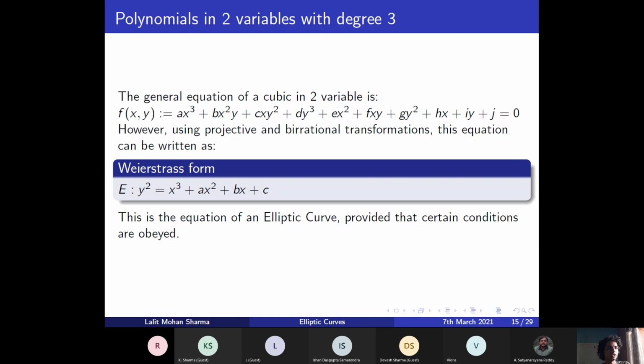Anyway, if you substitute y as mx plus c, you will get a cubic, and you know the sum of the roots would be some rational number. However, if you start with just one point and put a line through it, it doesn't guarantee that the other two points would also be rational. So how can we remedy this? How can we make sure that the point that we get is rational?